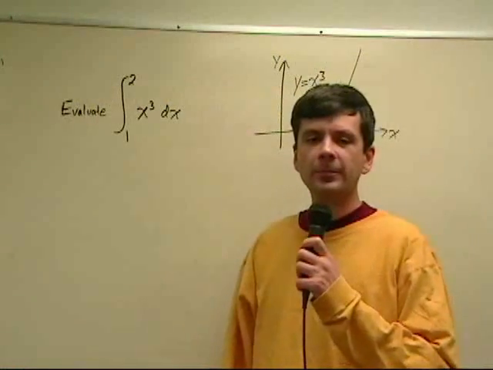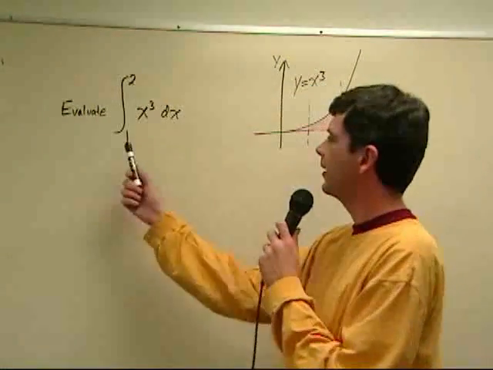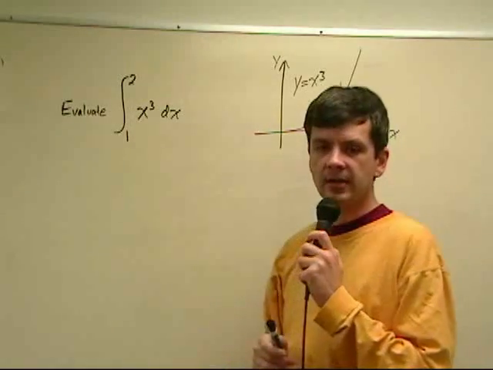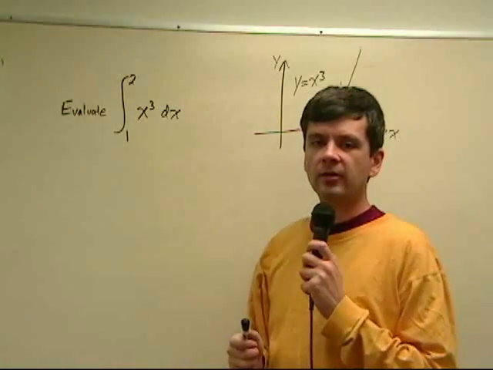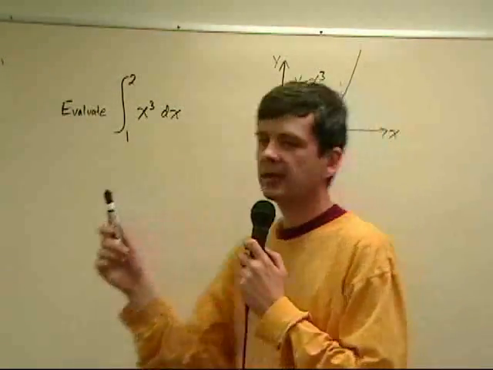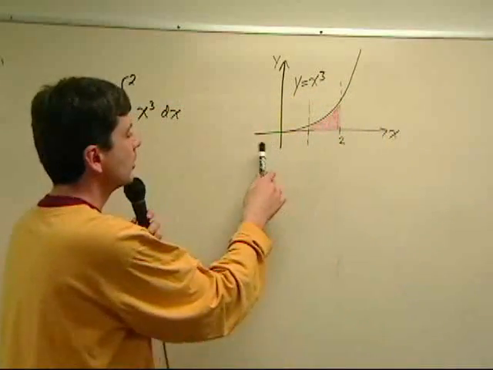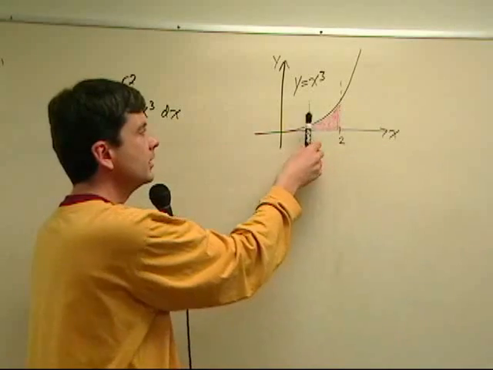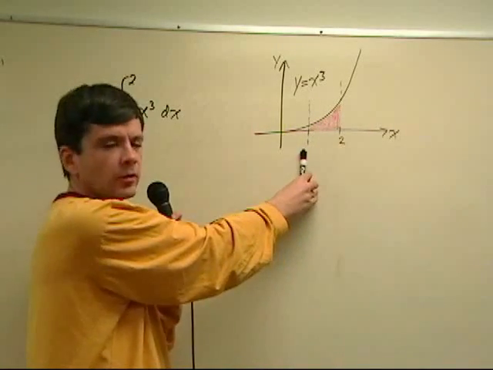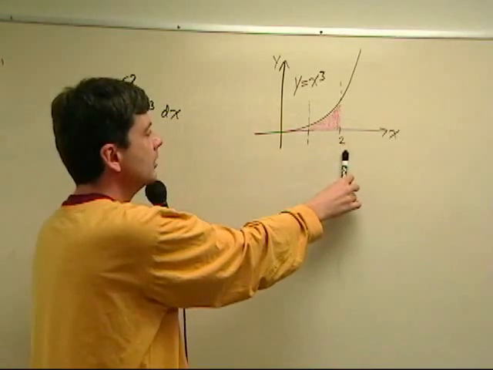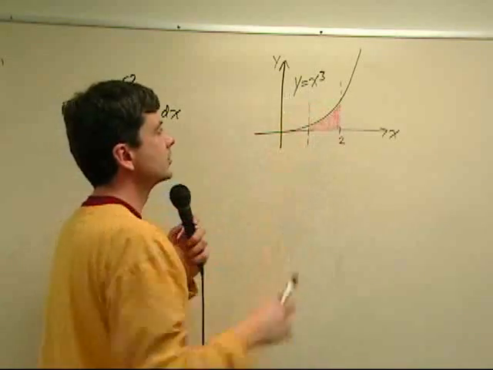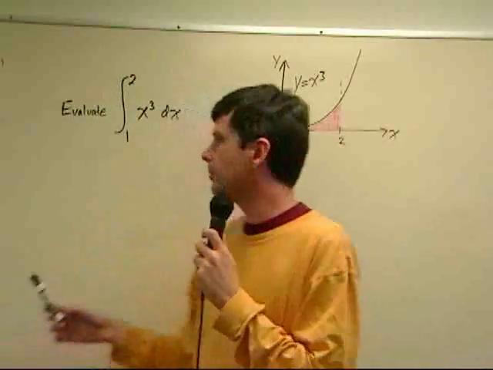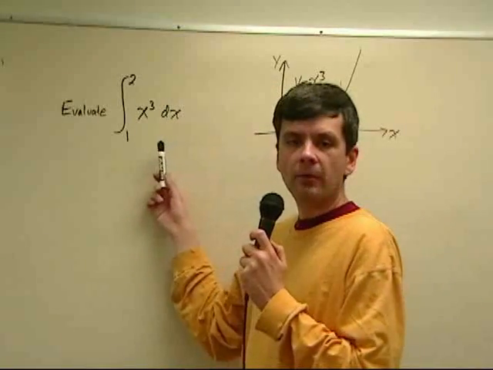Here's a problem from chapter 26. It asks you to evaluate the integral from 1 to 2 of x cubed dx. Now that's a calculus problem that can be stated like this instead: what is the area above the x-axis between the line x equals 1 and x equals 2 and under the curve y equals x cubed? And so this diagram right here is exactly the same problem as this problem over here.